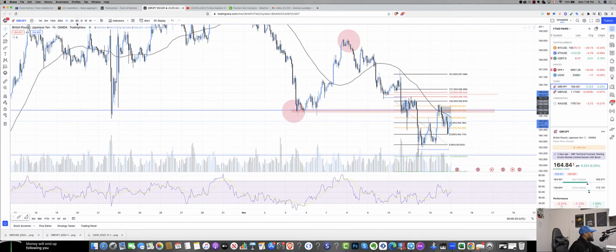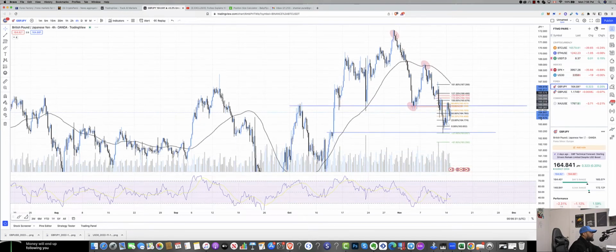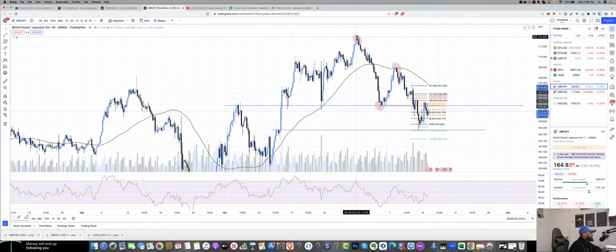The reason being, if we look at the 4-hour time frame, we can see we're in a downtrend. Let me just make it crystal clear. We have a high, a low, a lower high, and a lower low. So that is showing us a downtrend from here on the 4-hour time frame.